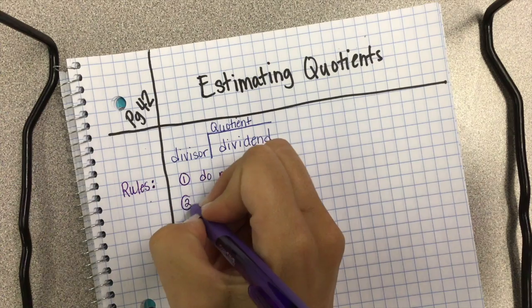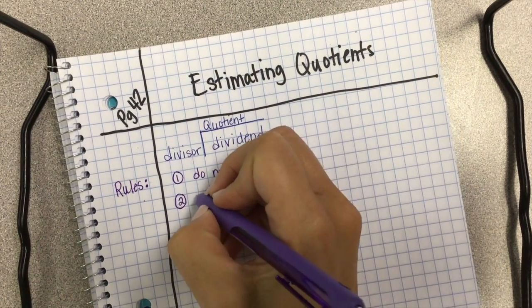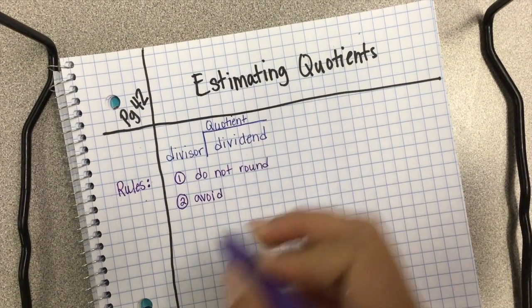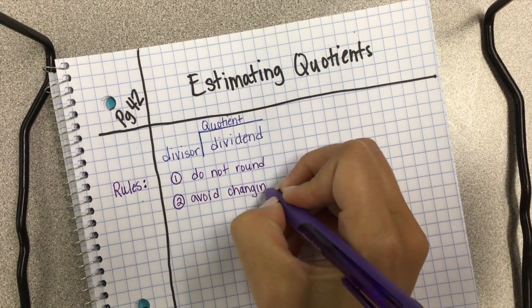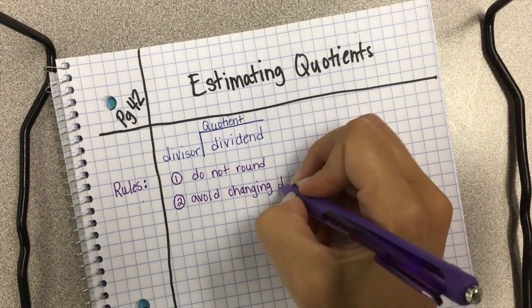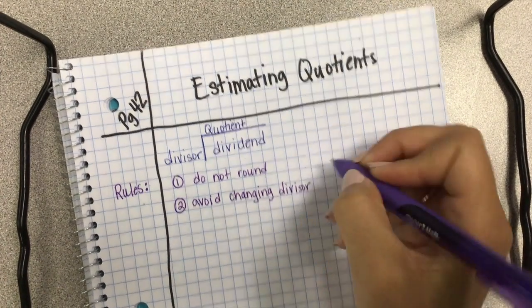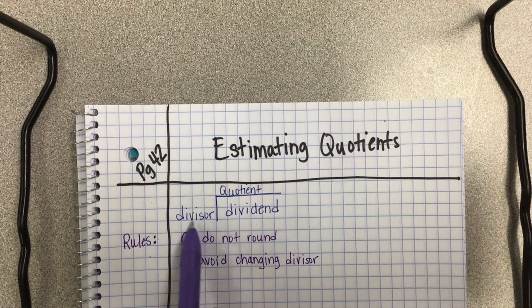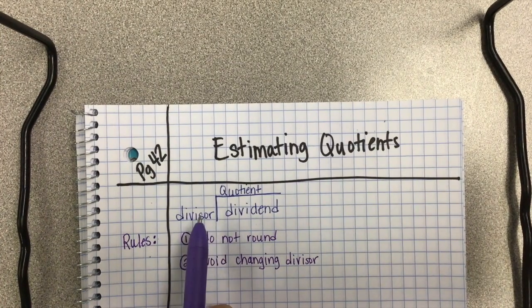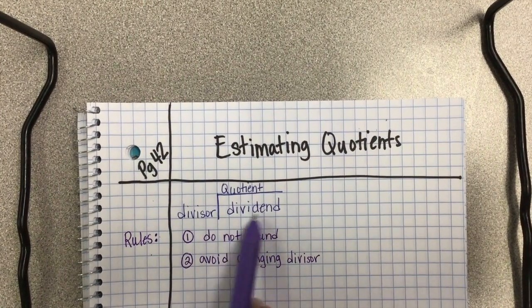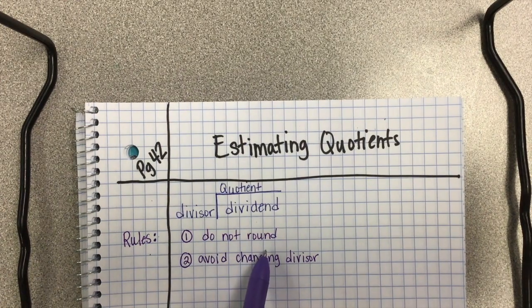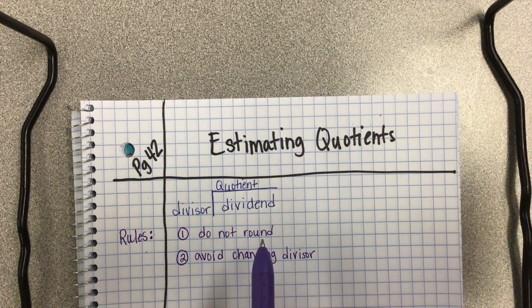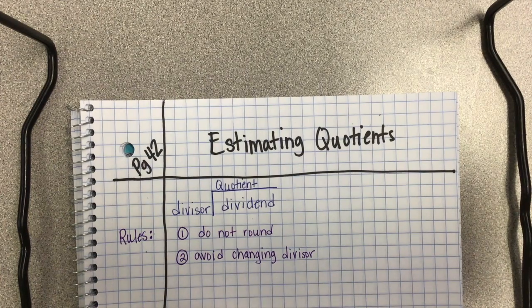Okay, rule number 2. Avoid at all cost. If you want your life to be easy, avoid changing the divisor. At all cost, avoid rounding or changing this number. Try to keep it the same all the time. And just worry about rounding, or sorry, I said do not round, changing the dividend, okay? And you're saying, okay, well, you're saying not to round, so what do we do? I don't understand. Well, I'm going to show you, okay?